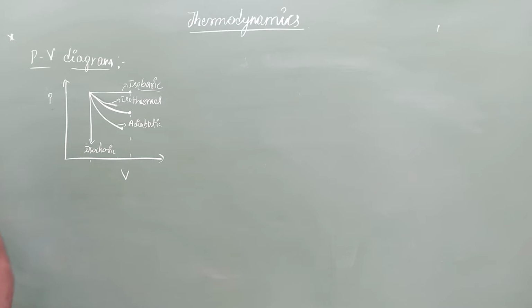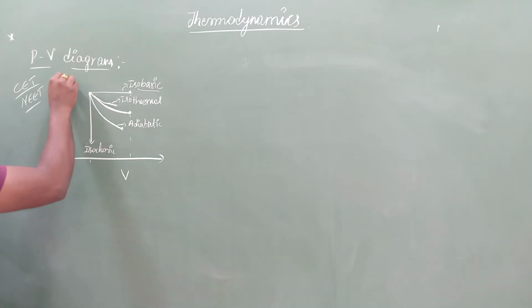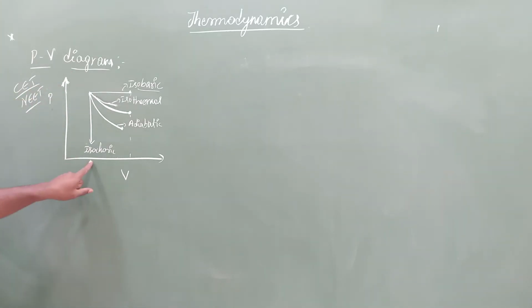So this kind of question they may ask in your CET or NEET. Out of the 4, that is isothermal, adiabatic, isobaric and isochoric, in which process can we get the maximum work done? So obviously, this will be the answer for that. Okay, so this is all about the work done in case of isothermal, the PV diagram, the representation of the PV diagram.